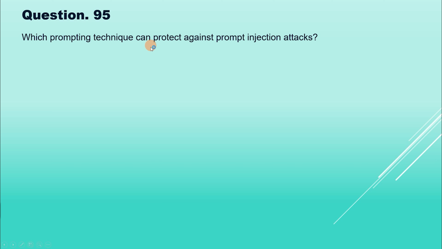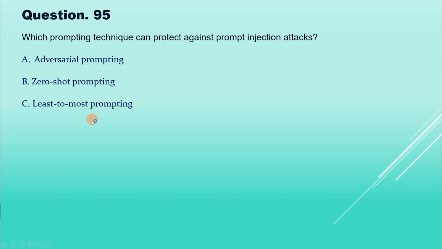Now question number 95. Which prompting technique can protect against the prompt injection attack? Option A, adversarial prompting. Option B, zero shot prompting. Option C, least to most prompting. Option D, chain of thought prompting.